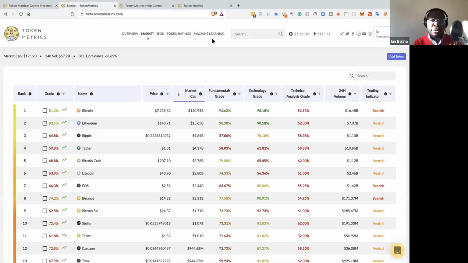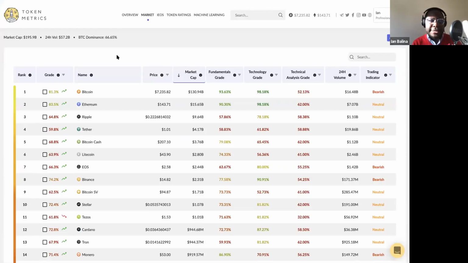All right, let's take a look at the market right now. With other sites, they typically just give you data. They don't really give you any analysis. They don't tell you whether they're bullish or bearish on a particular cryptocurrency and why. With Token Metrics, this is the ultimate research tool for crypto.